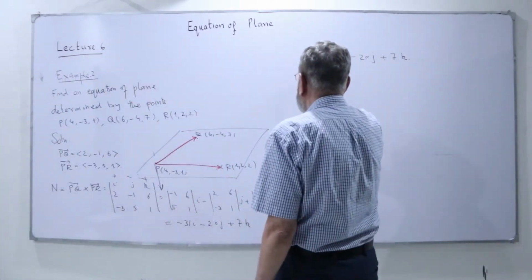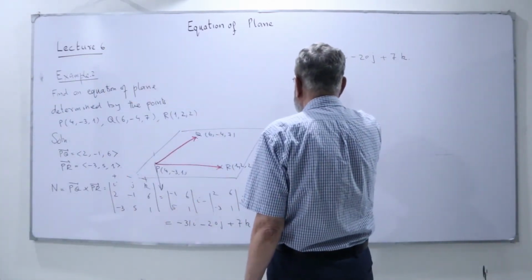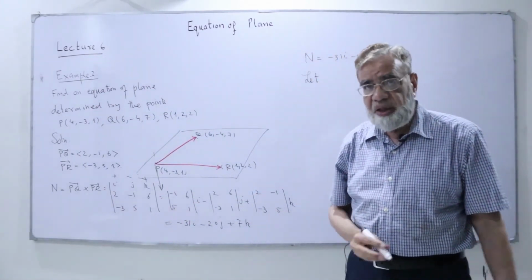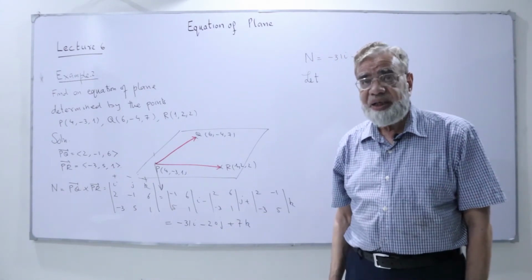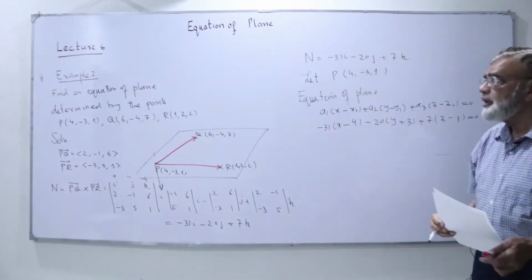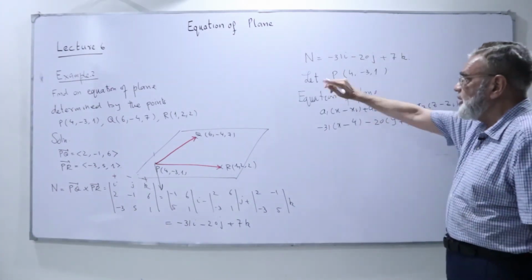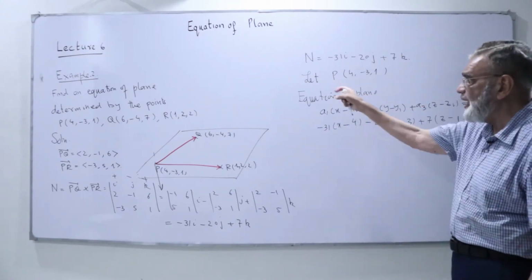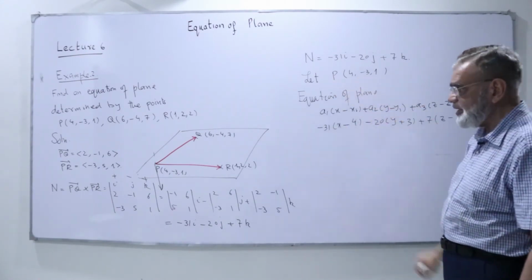So here we can find any of the points. We can take point P, we can take point Q, we can take point R. There are thousands of points in a plane. Here we have 3 points. We take point P because we can take any one of the points. That's why I say let point P be equal to (4, -3, 1).